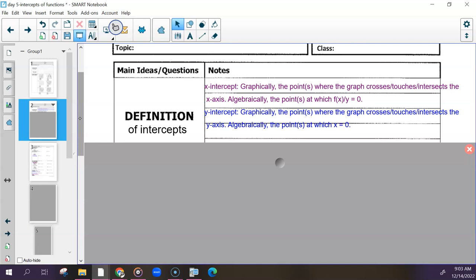For an x-intercept, graphically, it's the points where the graph crosses or touches or intersects the x-axis. And you don't have to write that word for word. You can summarize it. Algebraically, it's the point or points at which f of x or y is 0. So graphically, it needs to touch or cross or intersect the x-axis. Algebraically, y needs to be 0.